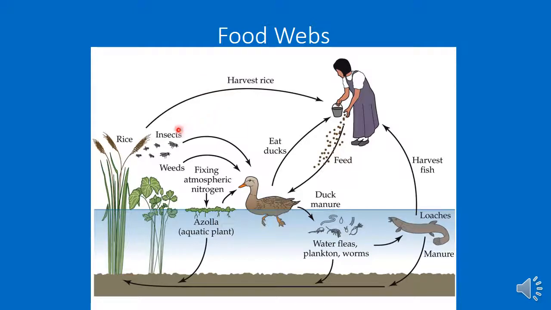We've got a duck. We've got this fern, which is a pretty cool fern called azolla. It fixes nitrogen, so it puts nitrogen into the water. We got some weeds. We got rice. This is our rice paddy.